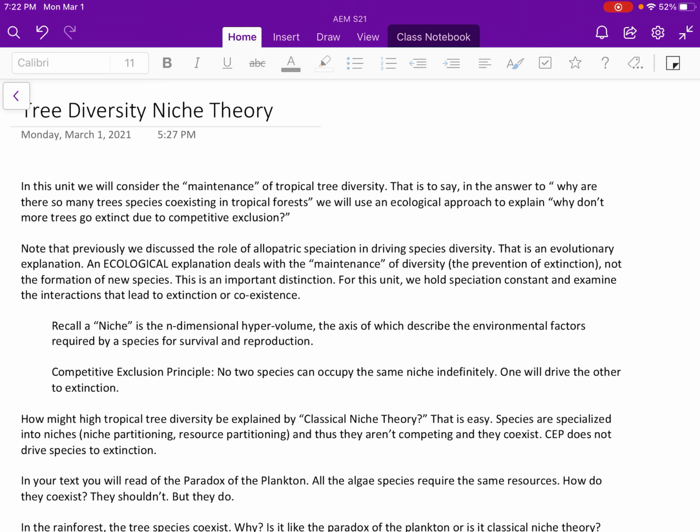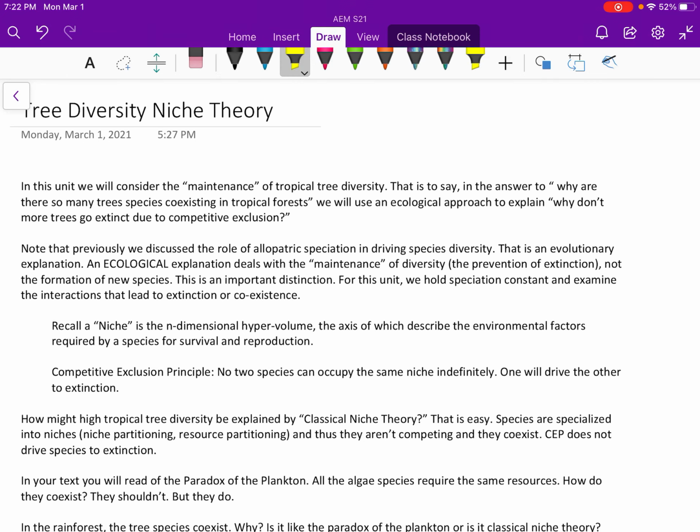Note that previously, we discussed the role of allopatric speciation in driving species diversity. That's an evolutionary explanation. An ecological explanation deals with the maintenance of diversity, that is the prevention of extinction, not the formation of new species. That is the realm of genetics and evolutionary processes over long periods of time. What we're really dealing with today is ecological interactions. This is an important distinction. For this unit, we hold speciation constant and examine the interactions that lead to extinction or coexistence.